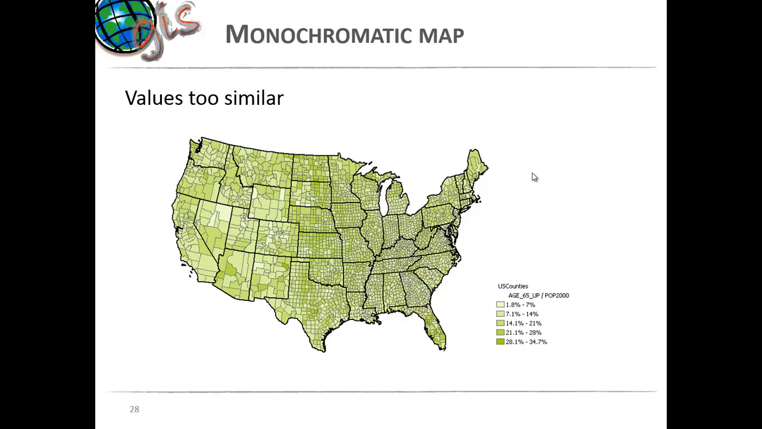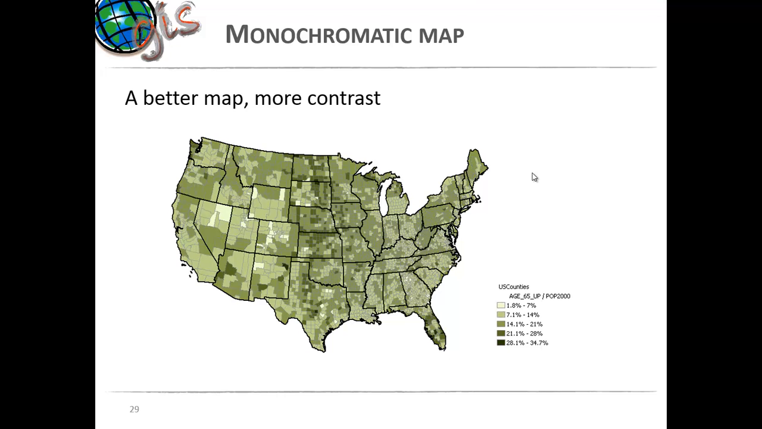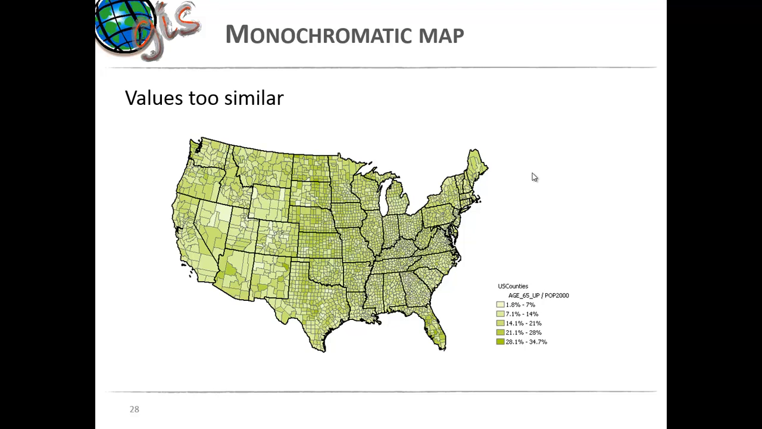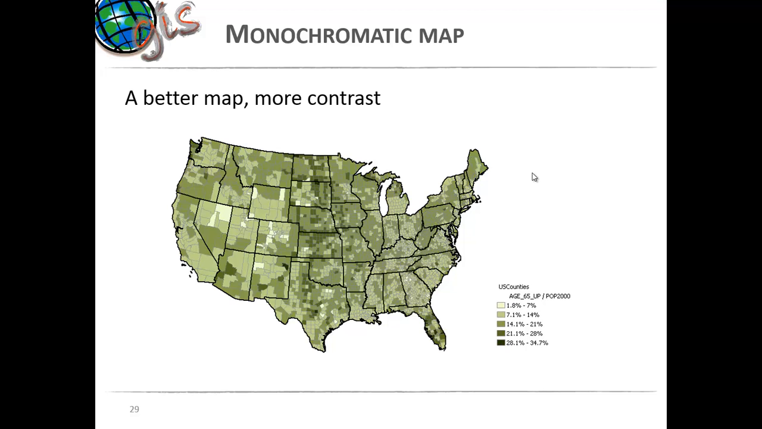So this is a good monochromatic map, and you can obviously see the values are too similar here. A better map would be something like this, where you use a darker tone to identify the main features within the map. In this map, you can't really identify the higher value features like 28% to 34%. So you need to pick your colors a little carefully, because it makes a huge difference to your audience.